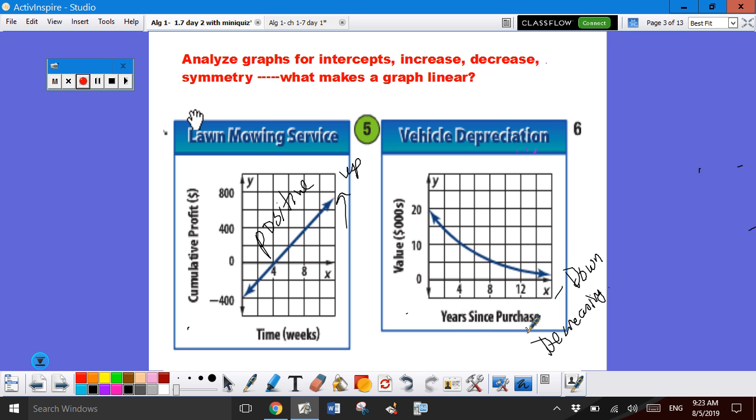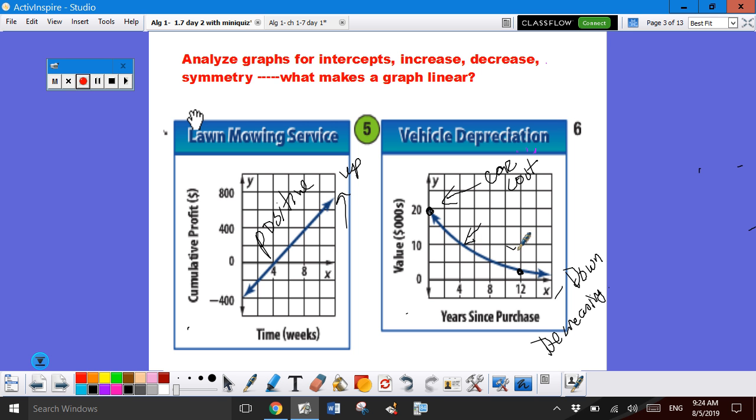So the years since purchase, and we have the value in money. Notice that we started here. So this would be how much the car was. We paid almost $20,000 for this car. And at 12 years, which really isn't very long, the car is worth less than $5,000. If we think about year 4, we've only had the car for 4 years, and the car is worth half of what it was when we started. That is a significant decrease.